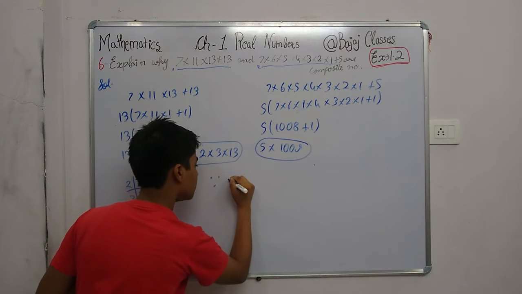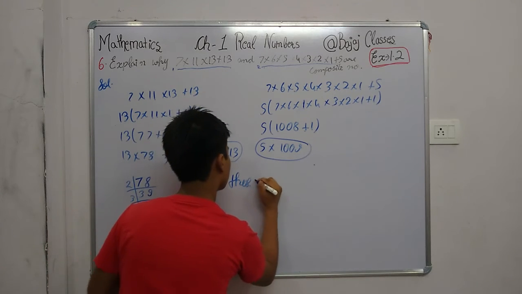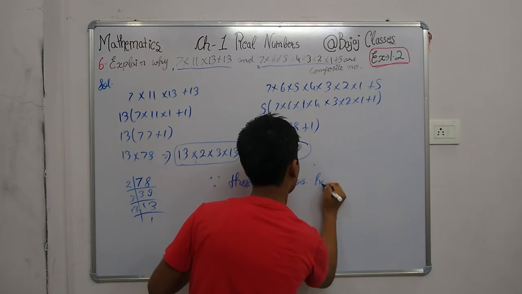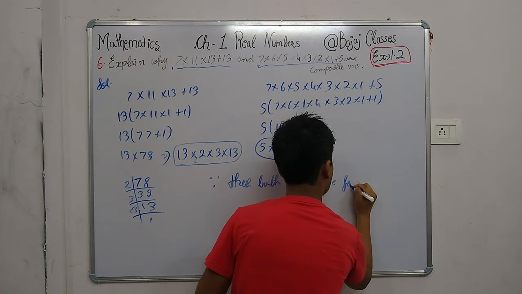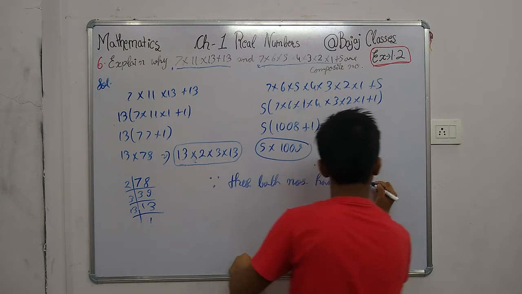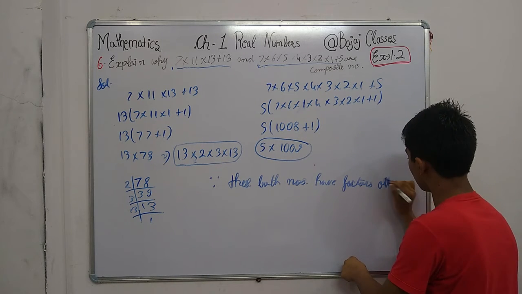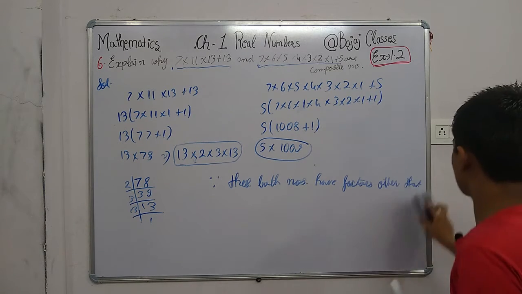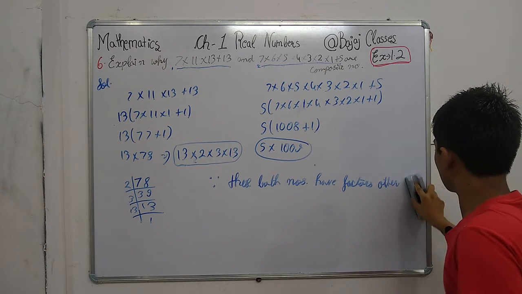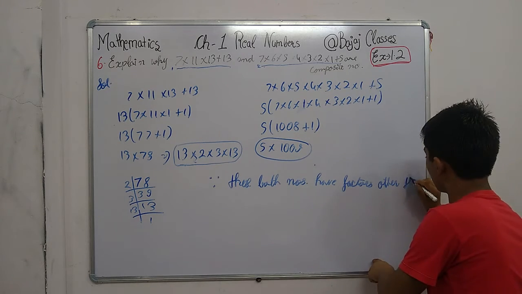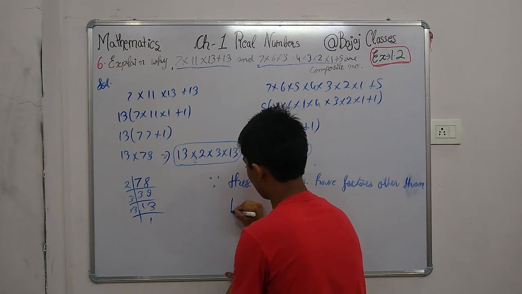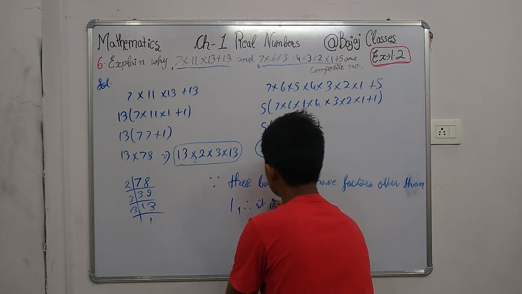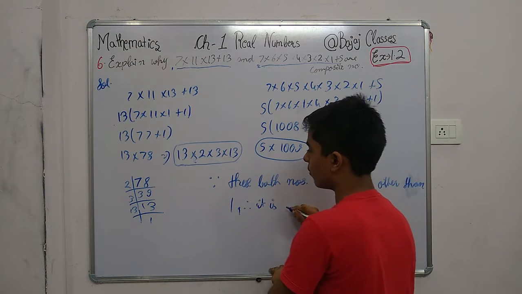We will write a sentence: since these both numbers have factors other than 1, therefore these both numbers will be composite numbers.